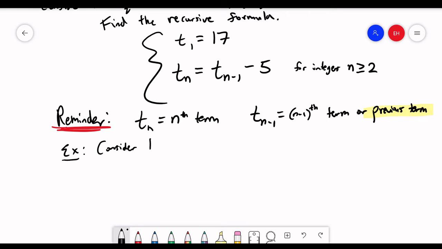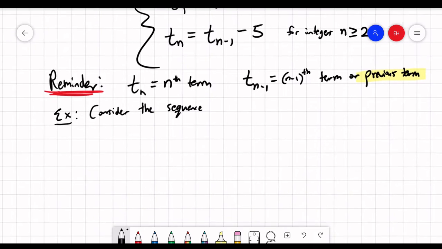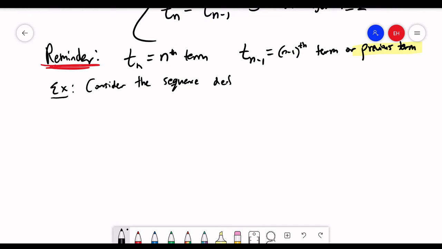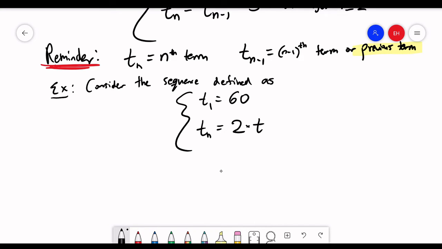Okay, let's look at another example. So this time, consider the sequence. I'm going to give you the recursive formula for it. So if it's the recursive formula, you know it's going to have two things. First, I have to give you the first step. So T1 equals 60, first term, and Tn equals, I have to tell you how to get to the next term from the previous term. So it's going to be 2 times Tn minus 1. And again, that is for n's that are bigger than or equal to 2, because we already took care of n equals 1 in the first step.